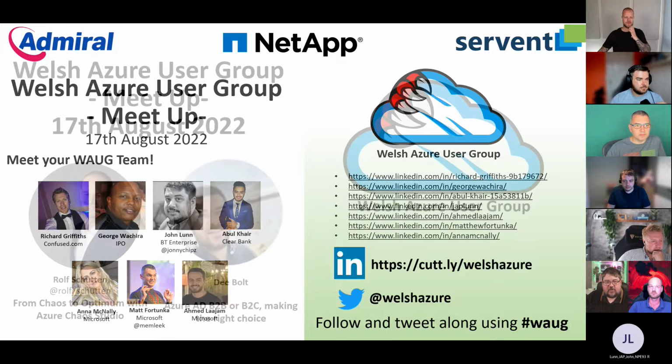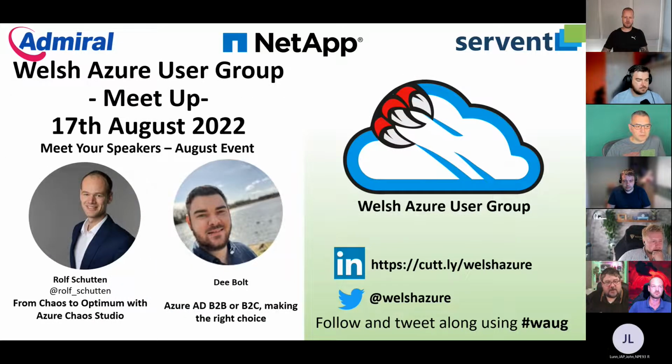Right, so this month we have two fantastic speakers as usual. We've got Rolf, who's going to join us as the second speaker this evening to talk about Azure Chaos Studio, so from chaos to optimum, using Azure Chaos Studio. I'm really looking forward to that one because I've not had a chance to play with that myself. So that's going to be a cool session.